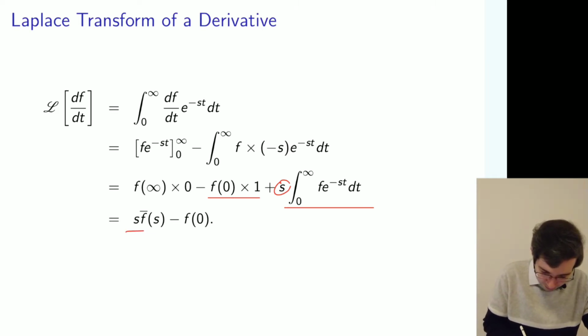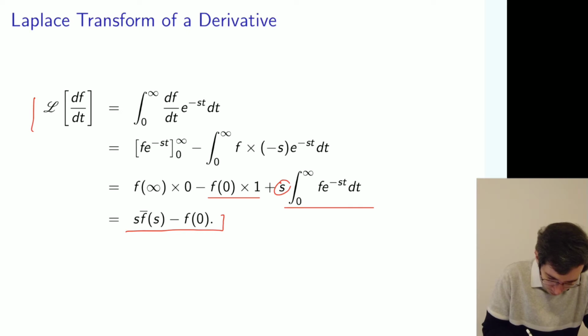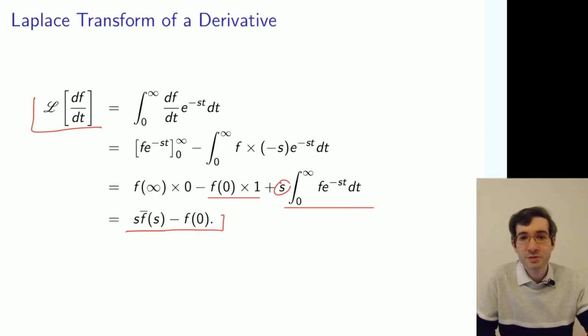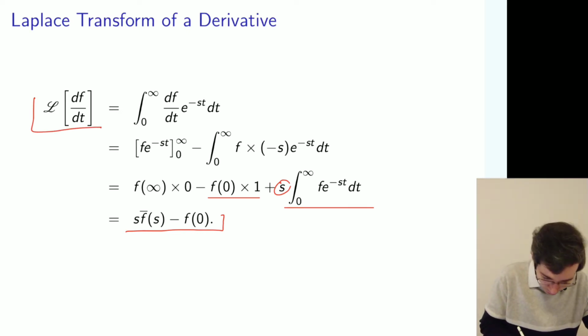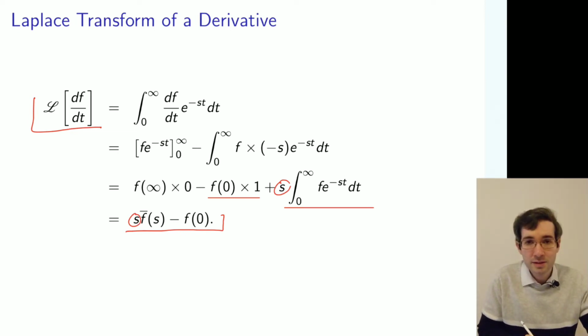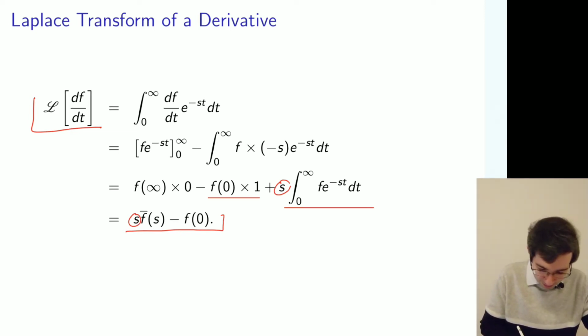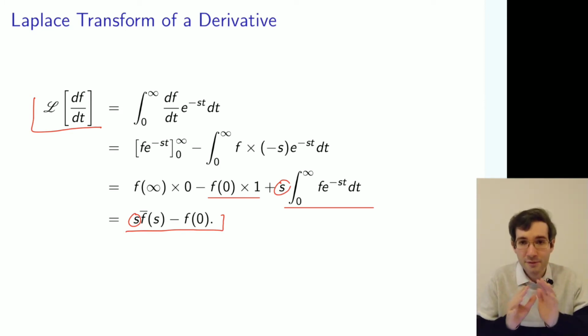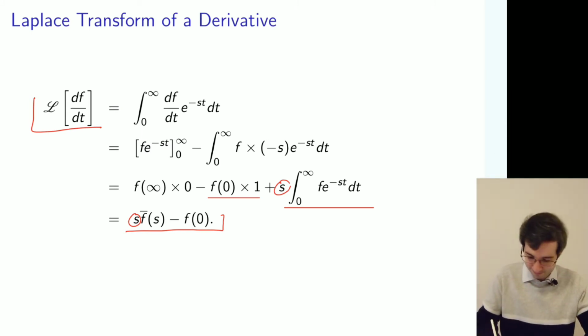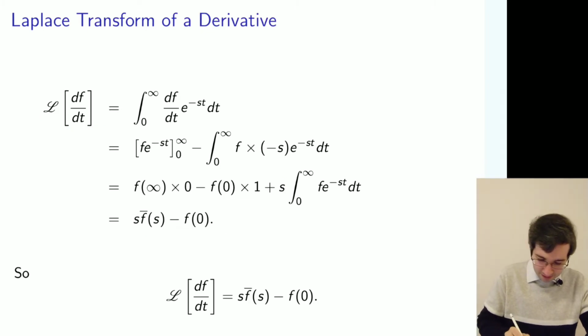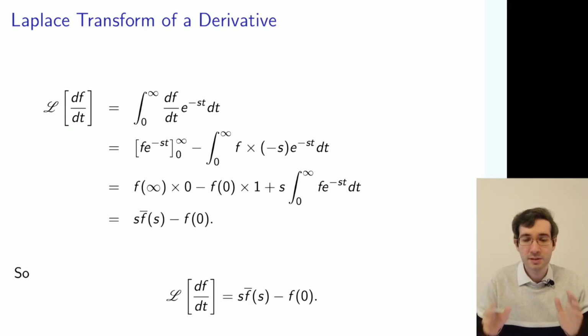So we've found an expression for the Laplace transform of a derivative. And note that all you have to do is to multiply s by the Laplace transform of a function and subtract the value of that function at 0. There's nothing else to do. So if you know the Laplace transform of a function, you can compute its derivative in a second. Again, just to summarize, that's a very important result.